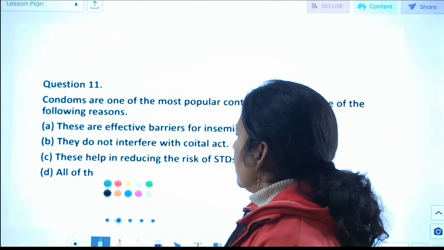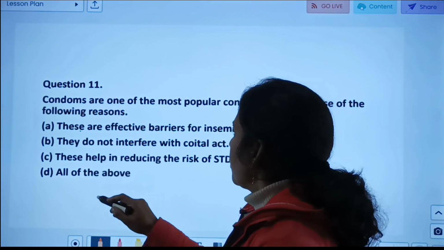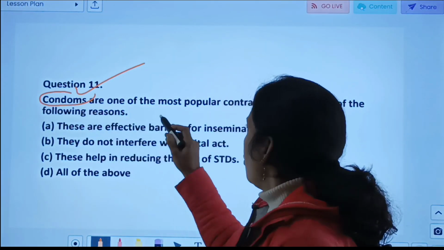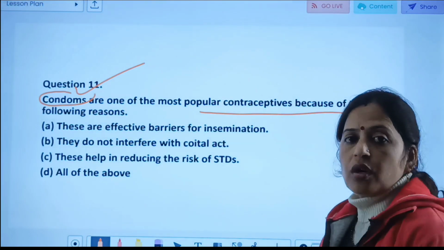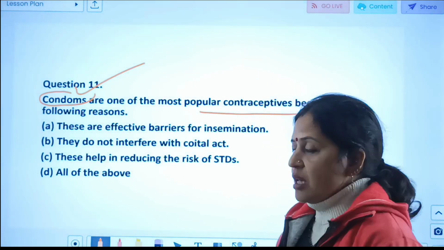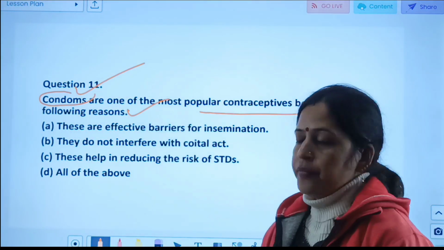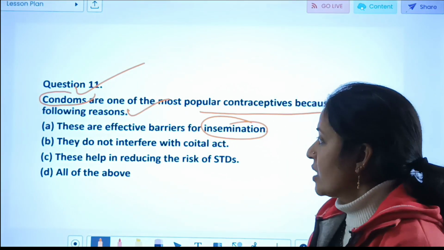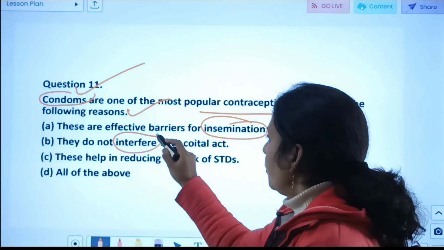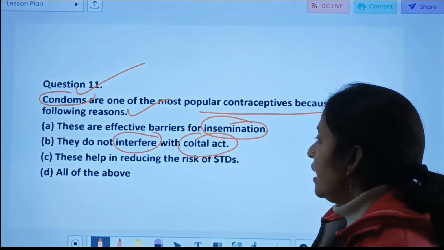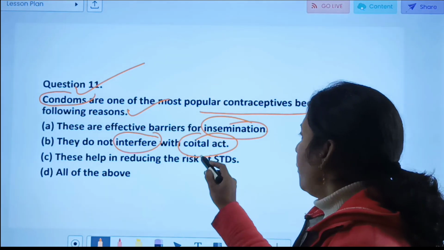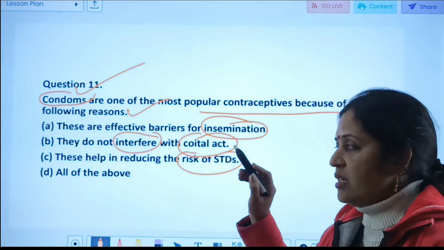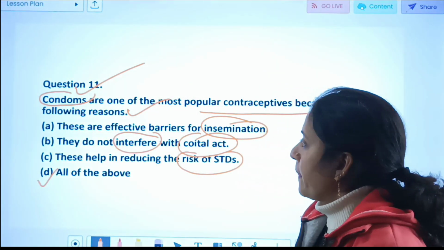Now shift to question number 11. Condoms are one of the most popular contraceptives because of the following reasons. Number 1, they are effective barriers for the insemination. Second, they do not interfere with the coital act. Third, they help in reducing the risk of STDs, that is sexually transmitted diseases. D is all of these.